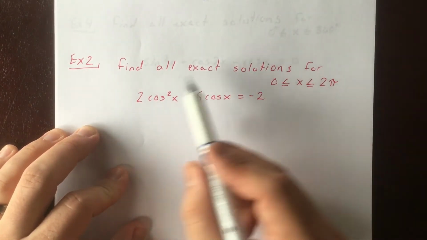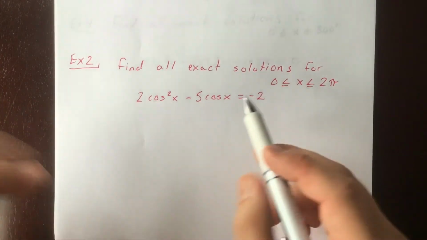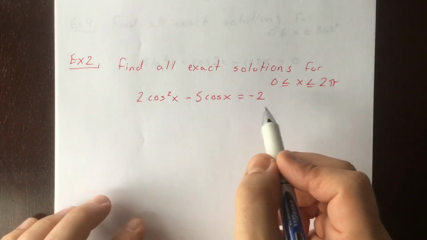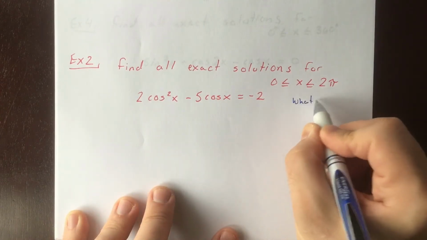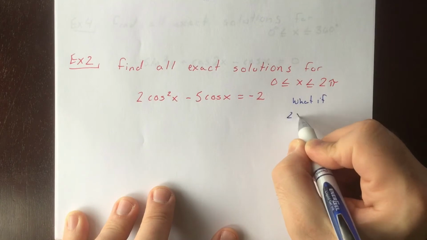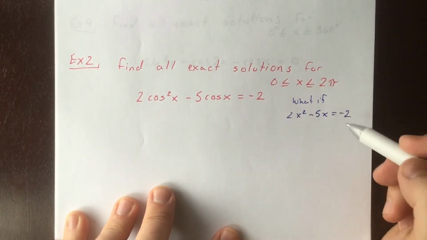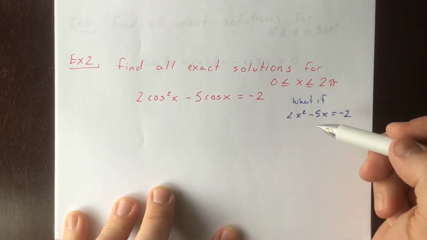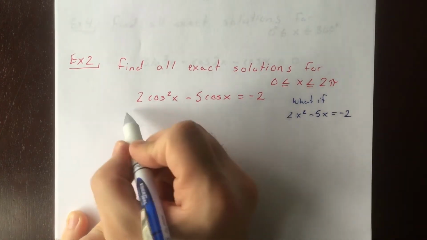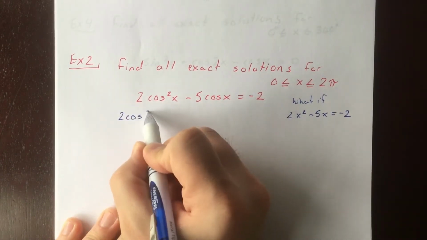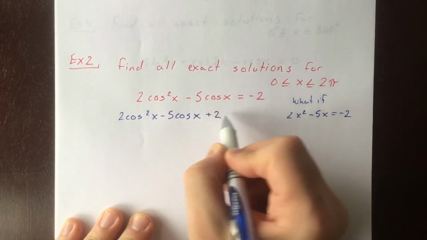Find all the exact solutions between 0 and 2 pi. Okay, so we have cosine squared and cosine x. What if we looked at this as 2x squared minus 5x equals negative 2? So what would the first thing you do for that be? Well, you would add 2, right? So let's add 2 to the left. Doing so would give us minus 5 cosine x plus 2.